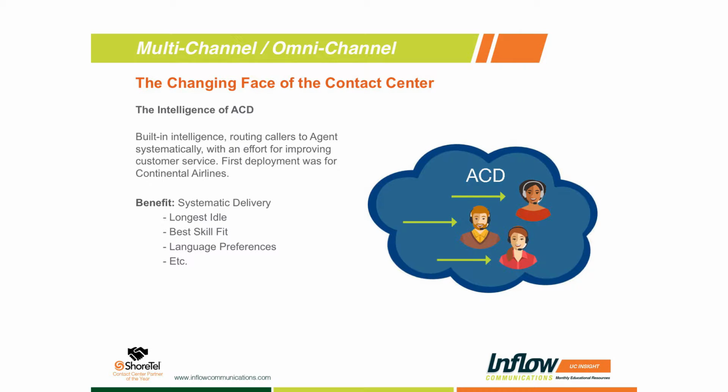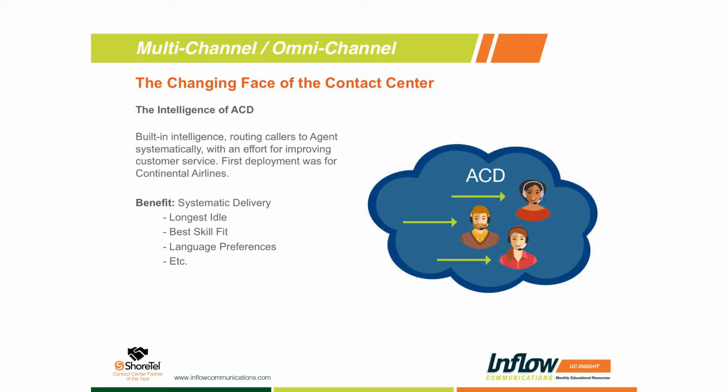Where things began changing was the introduction of the intelligence of ACD, or automatic call distribution. Automatic call distribution was built-in intelligence, really geared towards routing callers to agents systematically. The real focus was getting the caller to an individual best skilled to handle their interaction. And just for a fun little tidbit of history, the first deployment of a contact center ACD was actually with Continental Airlines. I found that interesting.